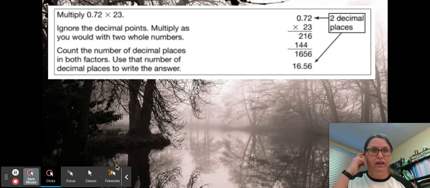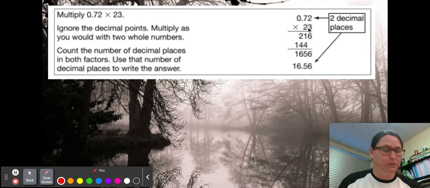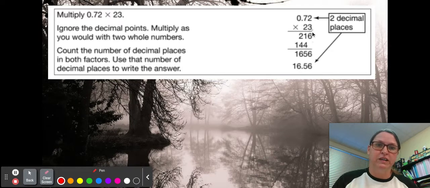Here's another example. I like it because it shows one number that doesn't have a decimal and one number that does. With 0.72 and 23, first I line it up like a normal multiplication problem. I move everything to the right, and then I start multiplying. So 3 times 2 is 6. 3 times 7 is 21. Then I put my placeholder right here. Then I've got 2 times 2 is 4, and 2 times 7 is 14.